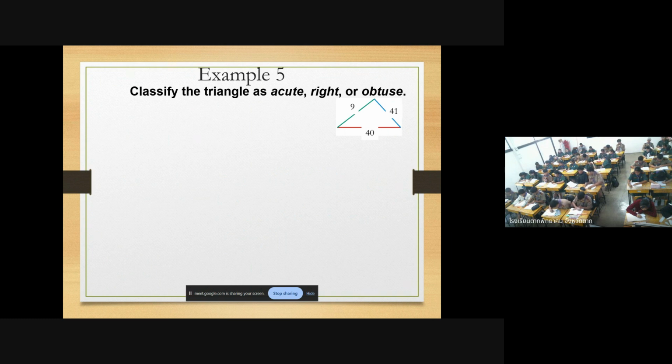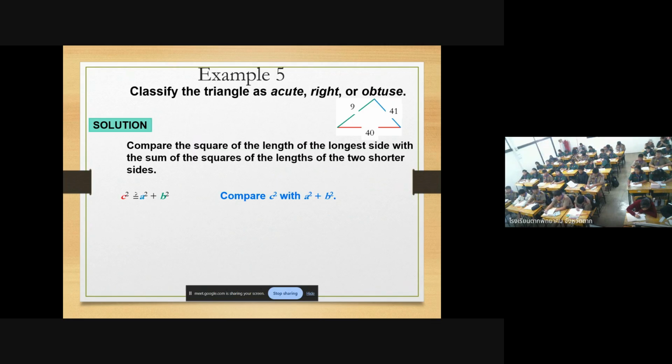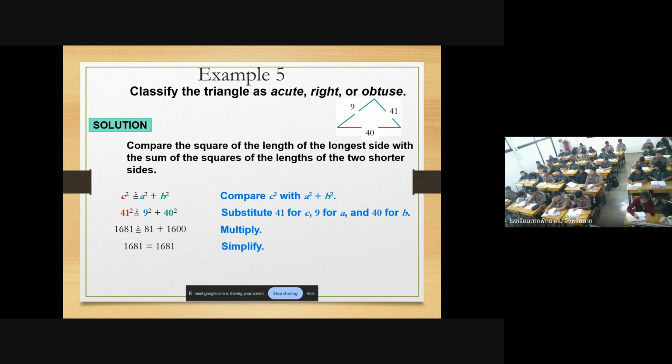Okay, so what is the answer? Right triangle. Okay, so let's see. Again, the longest side is 41. Next is solve it. If you add and they are equal, that is a right triangle. Understand? Okay.